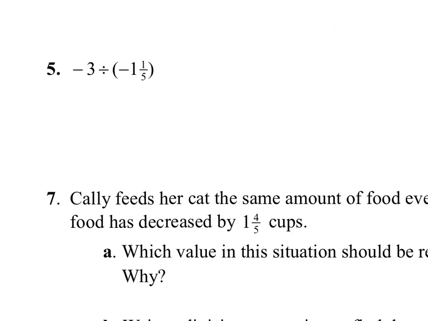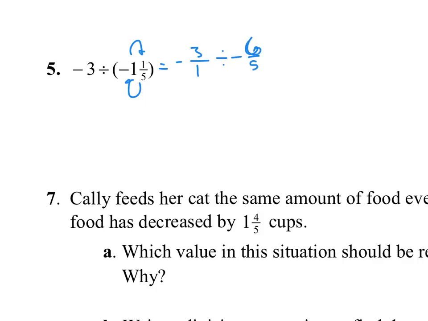On number 5, we have -3 divided by -1 1/5. Let's go ahead and do the work. So let's change our whole number to a fraction by putting a 1 underneath it. So we've got -3/1. Let's go ahead and change -1 1/5 into an improper fraction. So 5 times 1 is 5. 5 plus 1 is 6, so we've got -6/5.